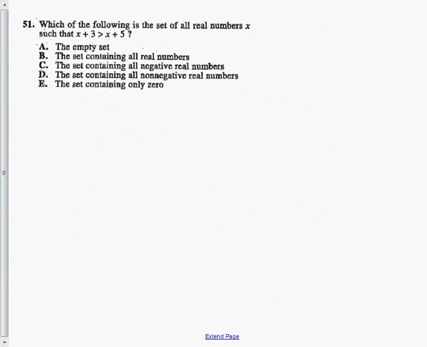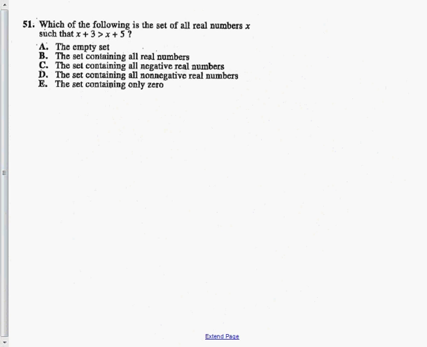Okay. Tatum, what you got? You put B, the set containing all real numbers. Anybody else? Put B. What you put?